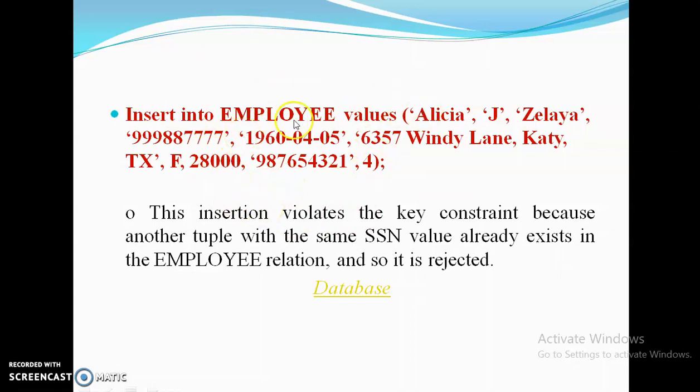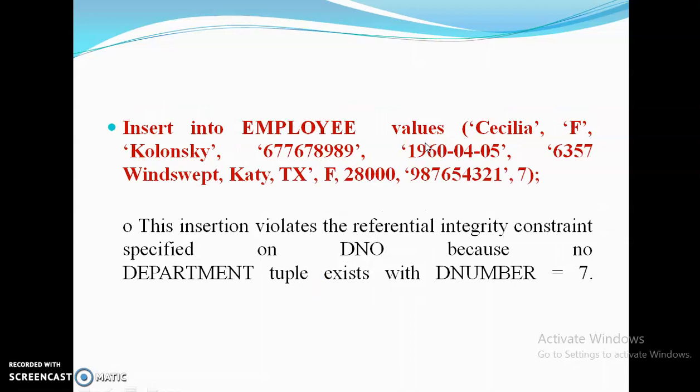See, next is you are inserting another tuple. Here the SSN is having a value that already exists in another tuple of that particular relation. So this SSN value already exists, so it can be rejected. And insert into employee values, here we are trying to enter a D number as 7. D number in the employee table, DNO. DNO in employee table is a foreign key that is already discussed. And D number is an attribute which is in the department table.